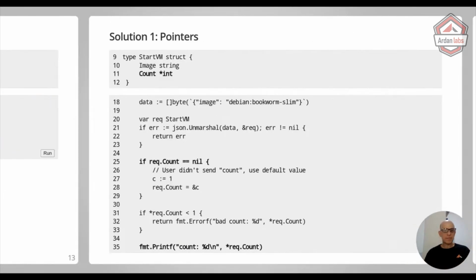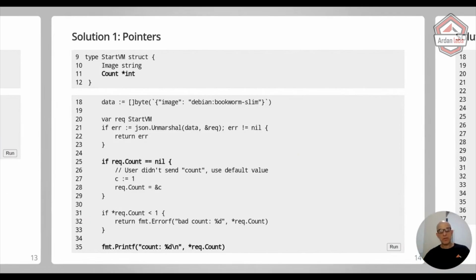Okay, so the solution for the missing versus zero values. I'll show you three solutions. The last one is the one I use. The first one is the one I prefer not to use, and this is by using pointers. If I use a pointer, now I can check on line 25 here, you see that count is nil or not nil. And if it's nil, it means that I didn't get any value. If you're using pointers, this enables you to know if something came over the wire or not, but you introduce another problem, which is pointers, right?